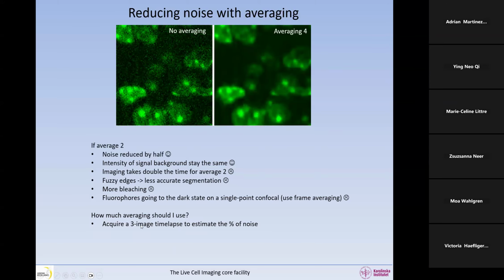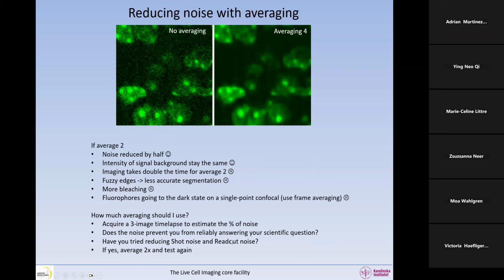Acquire a 3-image time-lapse to estimate the percentage of noise. And ask yourself, does the noise that I'm seeing in this little time-lapse prevent me from reliably answering my scientific question? Is my interpretation of the image changing from one image to another? And then ask yourself also if you have tried somehow to reduce the shot noise and the readout noise, because that's quite easy to do.